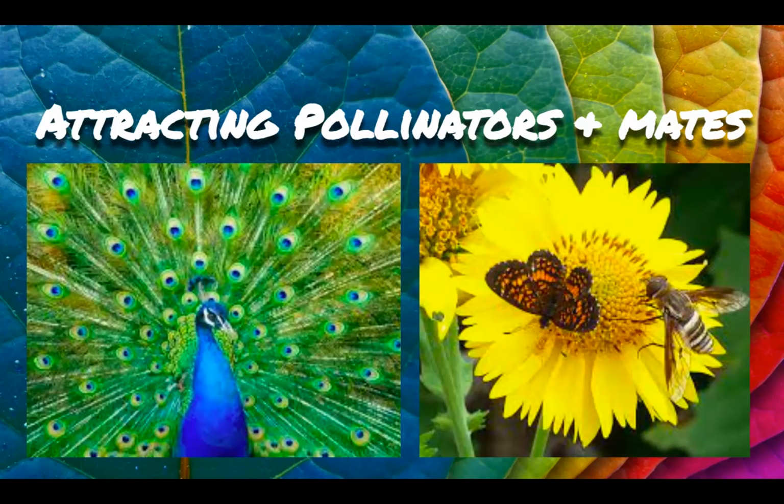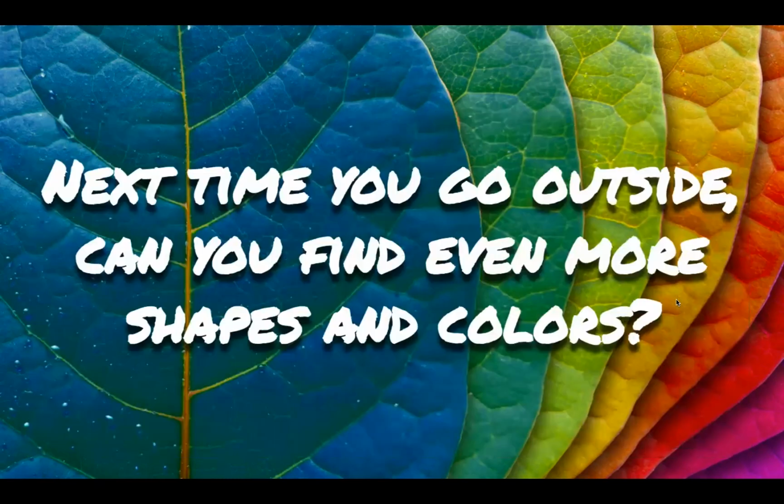Then the next example is the flowers. When you see those beautiful summer blooms, the brightest, most beautiful flowers are more likely to attract bees and butterflies and birds and other pollinators so that they can spread their seeds and make more flowers for next year. Okay, so my challenge to you is next time you go outside, try to find even more shapes and colors. All right, I'm going to hand it back to Mr. Bratton. Have a good day.